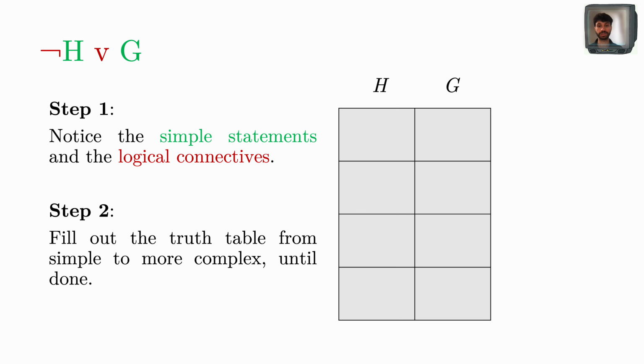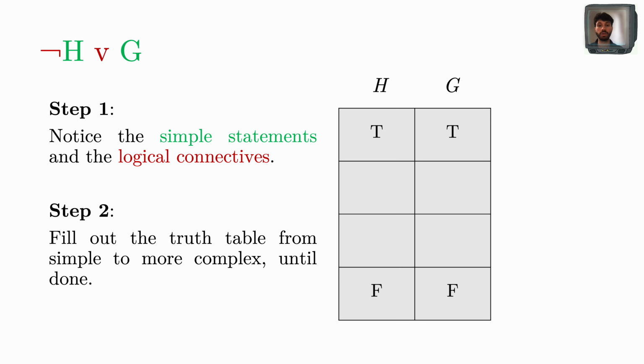Okay, so the simplest elements of this complex statement are H and G. So we start with drawing the truth values for these, and these are going to determine all the possibilities that we should consider when determining the truth value of not H or G. Now, what are the possible values that H and G can have? Well, H can be true or false, so we just denote it like this, and G can be true or false, right?